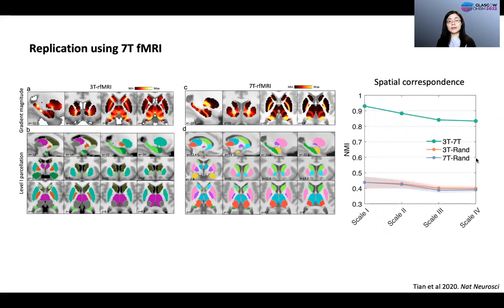By comparing the atlas delay generated from each scale, we show that they are quite similar, and the spatial correspondence is quite good and significantly outperforms the comparison to random parcellations.